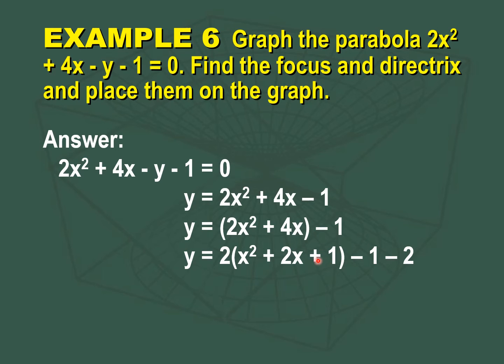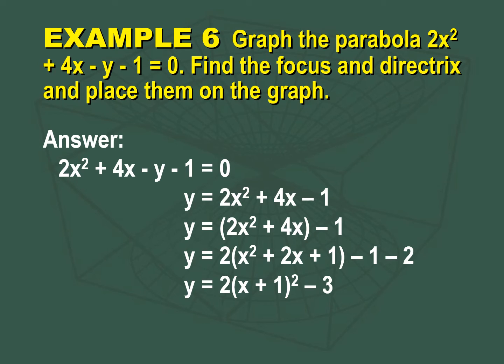But I'm not just adding 1, I'm adding 2 times 1. So instead of subtracting 1, I'm going to subtract 2. So this is the minus 1 that was already there, and then this minus 2 came from making up this 2 times 1. So now that I have completed the square, I can rewrite it as a perfect square. x squared plus 2x plus 1 becomes (x plus 1) squared. And then that minus 1 minus 2 becomes negative 3.